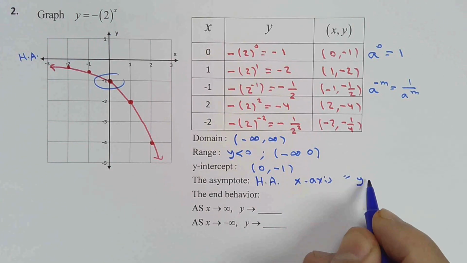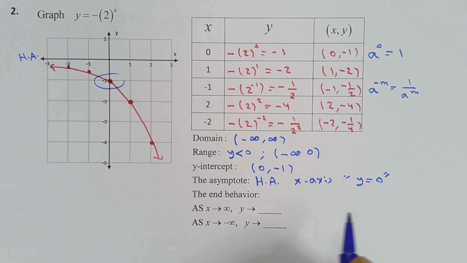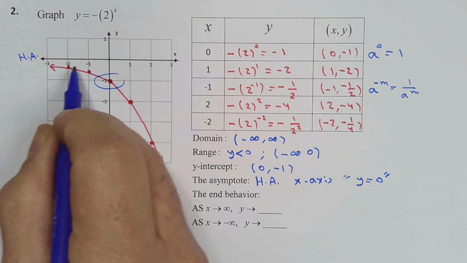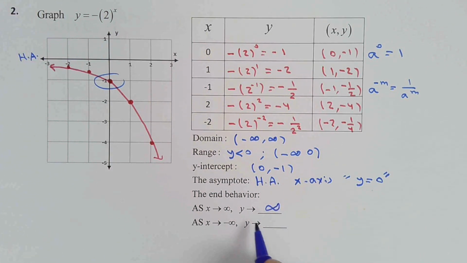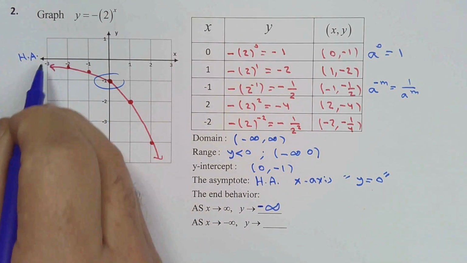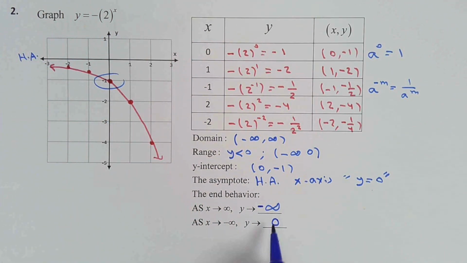or y equals 0. The end behavior, as x approaches infinity all the way to the right, the graph takes you all the way down. We say y goes to negative infinity. As x approaches negative infinity going all the way to the left, y approaches 0 from the bottom side. We just say y approaches 0. Done with question number 2.